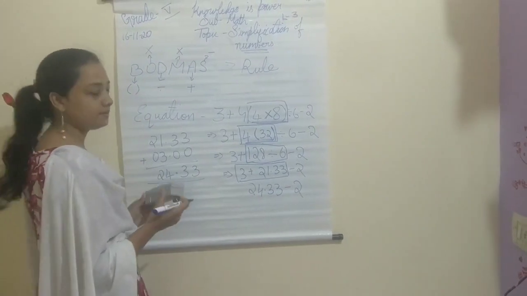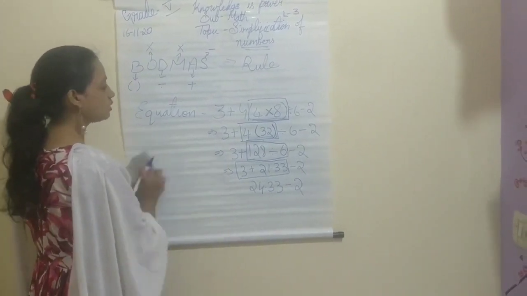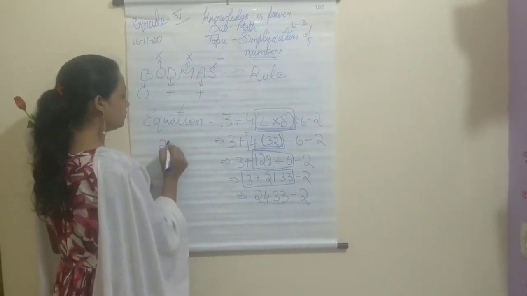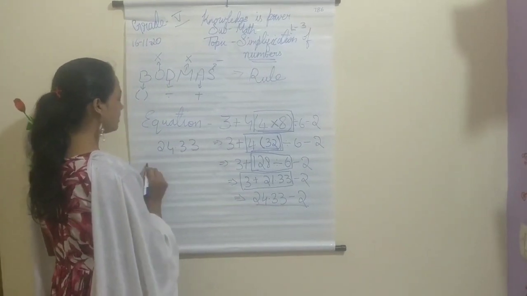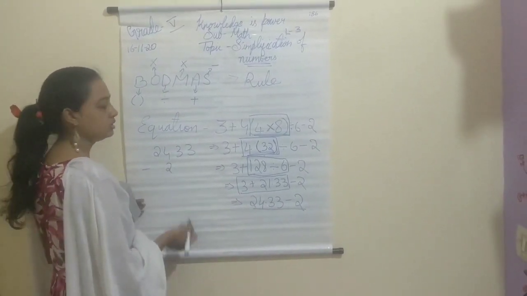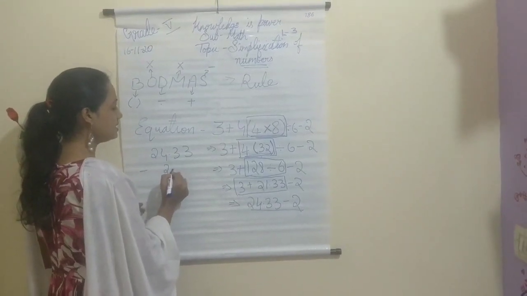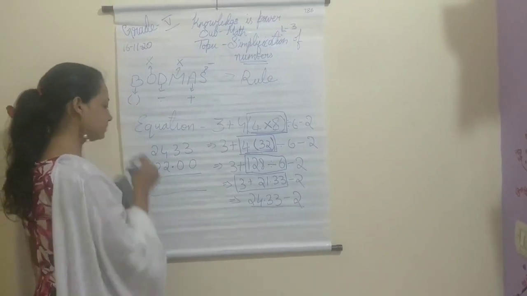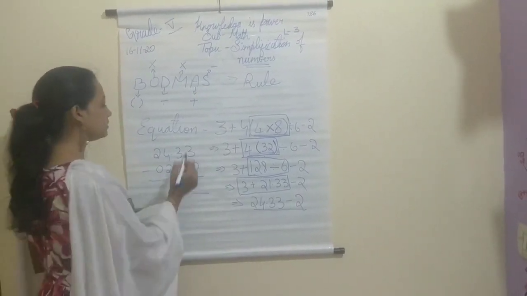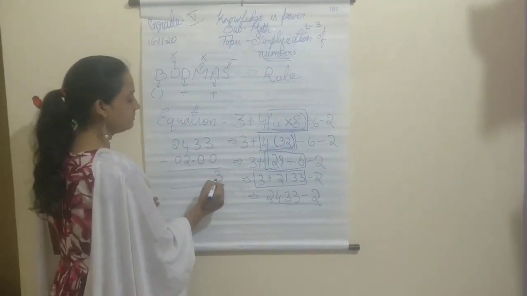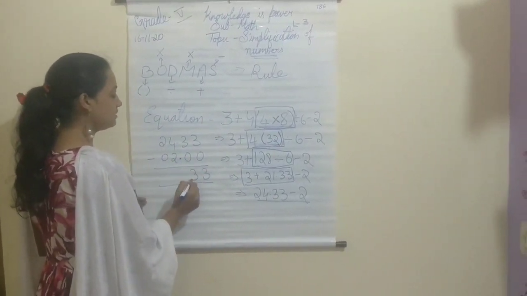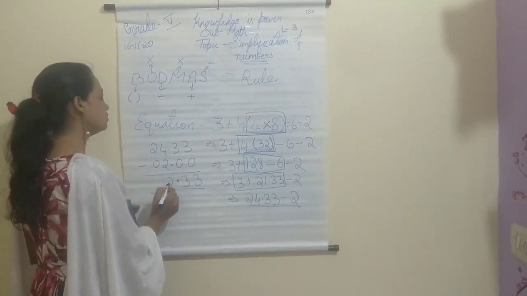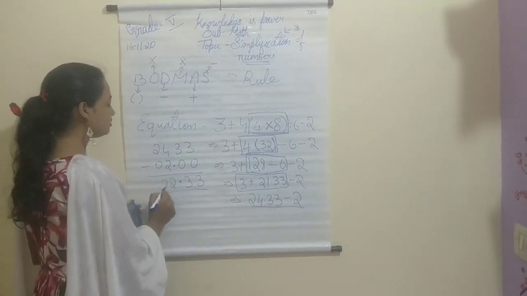Now what is the next number left here? That is only subtraction. So now I have to solve the last 2 numbers, that is I have to subtract. 24.33 minus 2. Because I have a decimal number, let me keep a decimal and add zeros in decimal place. Now subtract the numbers. 3 minus 0 is 3. 3 minus 0 is 3. Decimal point. 4 minus 2 is 2. 2 minus 0 is 2.